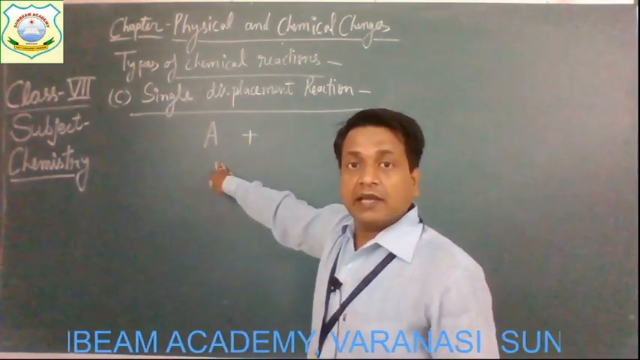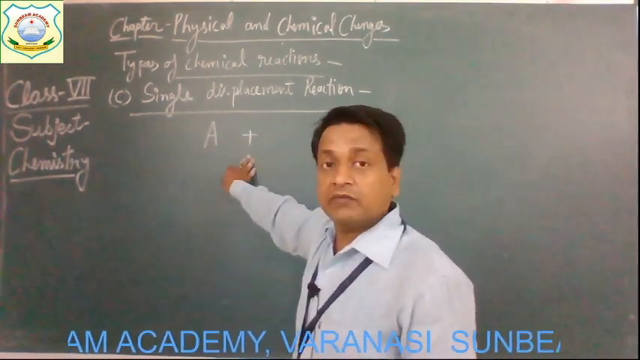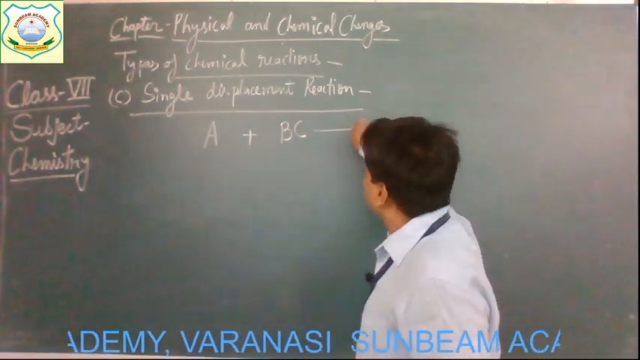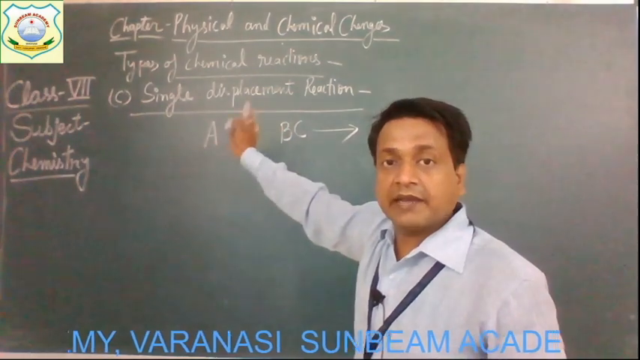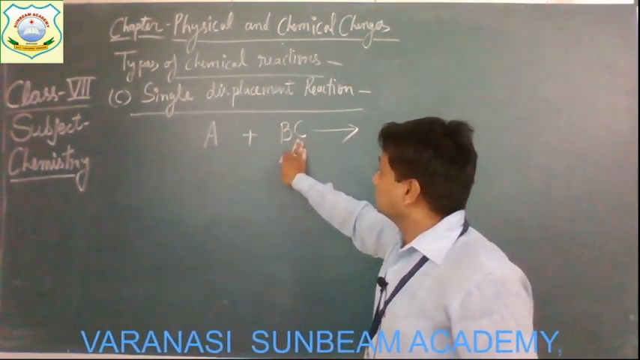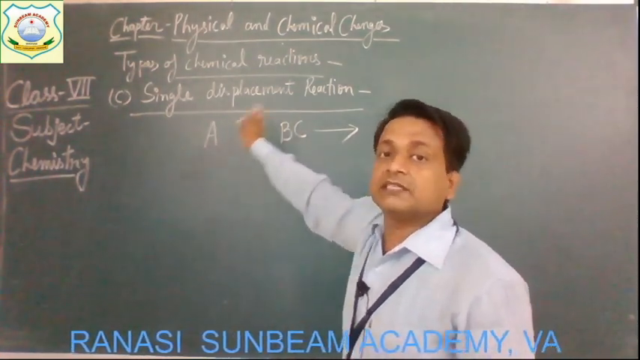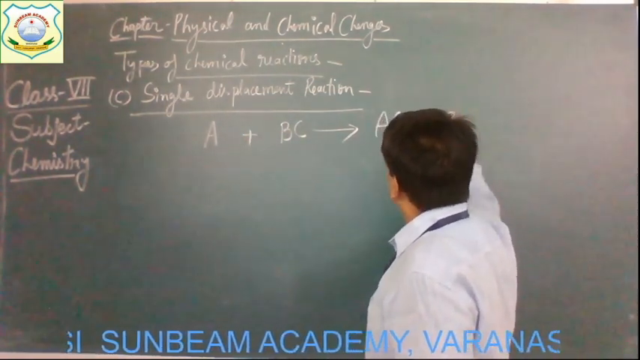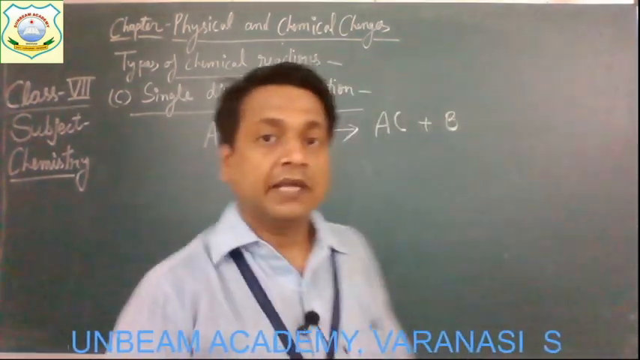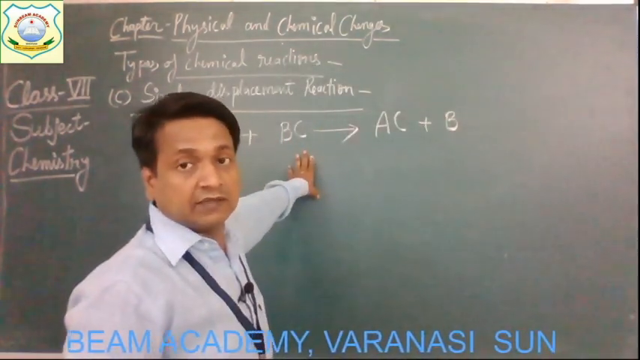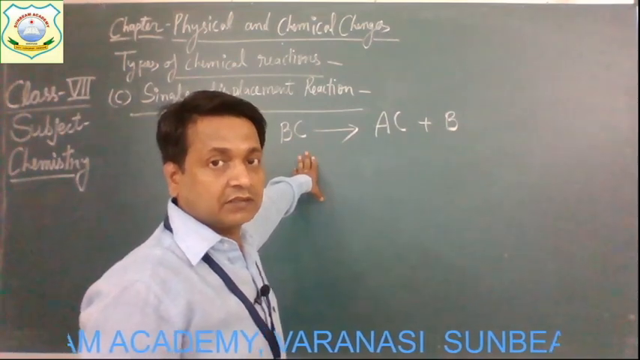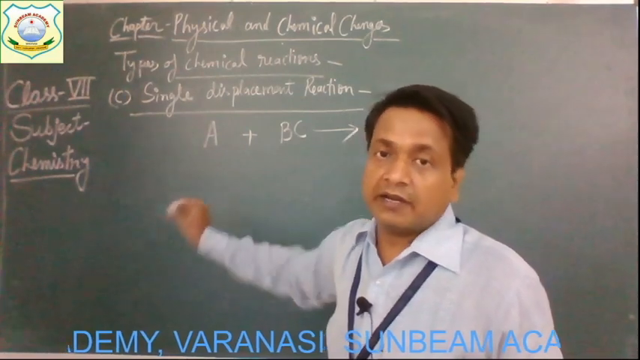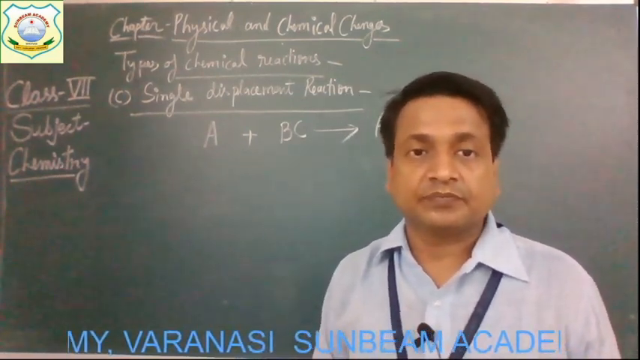So the general reaction we can write as: suppose A, an element, is going to react with a compound BC. So after this single displacement reaction, C will get displaced. Okay, this A has displaced the C from its place. So this is shown as the single displacement reaction. Now take some examples. Okay children?